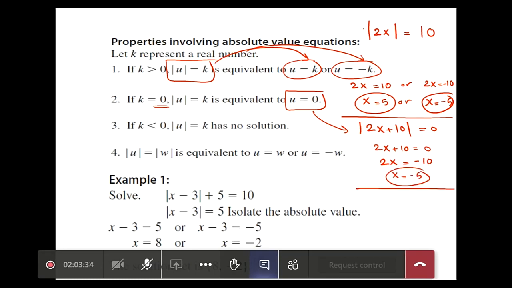Okay, but if k is negative, directly no solution. For example, if we have absolute value of 2x equal minus 10, this is directly no solution. Why? Because the absolute value must be positive, not equal negative 10. In the left hand side we have the absolute value of 2x. In the right hand side we have a negative number. This is impossible because the result of the absolute value is always positive.